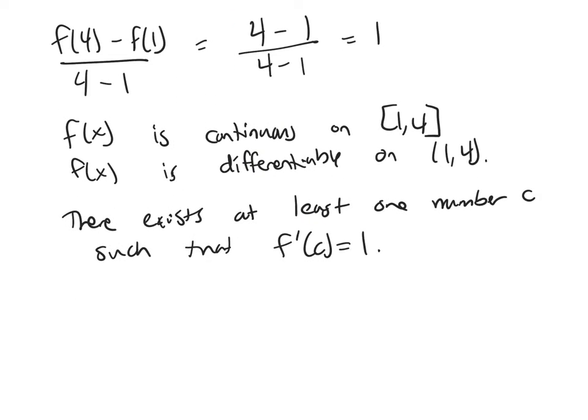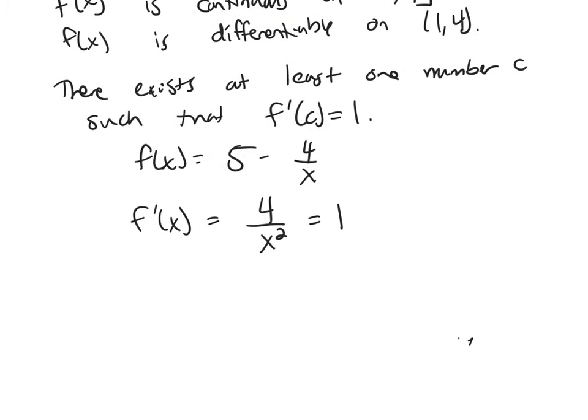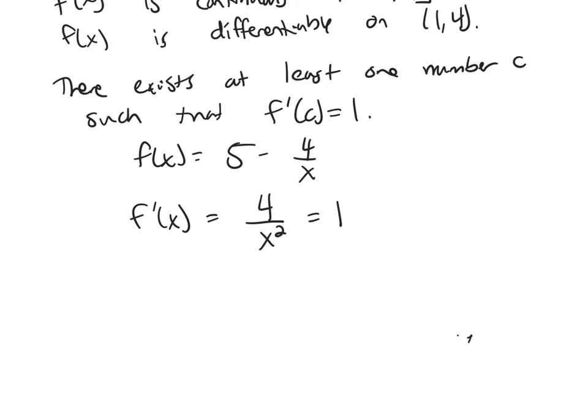So you're going to refer back to your function. It was 5 minus 4 over x, and you're going to find the derivative of that. The derivative of 5 is 0. The derivative of negative 4 over x would be positive 4 over x squared. And we want to find when this is equal to 1. So we're trying to solve f prime of c equals 1. Just plug in 4 over c squared.